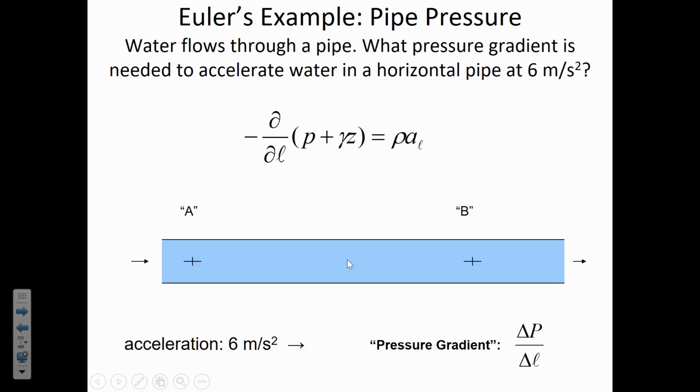All right, so in Euler's equation, we're going to have an acceleration in the x direction. So the way that we expand out Euler's equation will be pressure plus gamma z at location 2 minus pressure plus gamma z at location 1 is equal to negative delta x times density times acceleration in x. And again, remember the convention is that 2 is going to be the point that's on the right. So we're going to call B 2 and A 1.